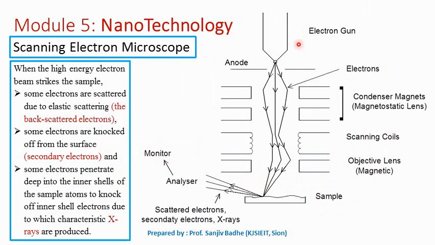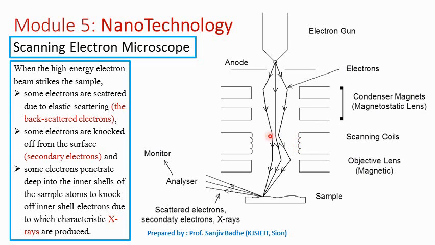This is a schematic diagram of a scanning electron microscope. So you can see the electron gun, which emits the electrons. Then we have the anode, which is used to accelerate the electrons. This anode is kept at positive potential. Then we have condenser magnets, which will focus the electron beams into a small region of size 40 to 50 angstroms. Then we have scanning coils.